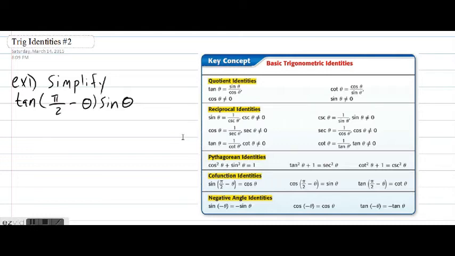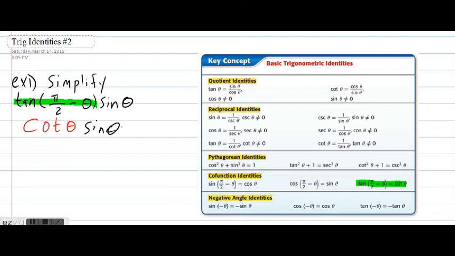So the first thing I look at is I see tangent of pi over 2 minus theta, and over here in our trig identities I see tangent of pi over 2 minus theta. So I'm going to take that and rewrite it. It says it's equal to cotangent. So I'm going to rewrite that as cotangent of theta, and I still have times the sine of theta.